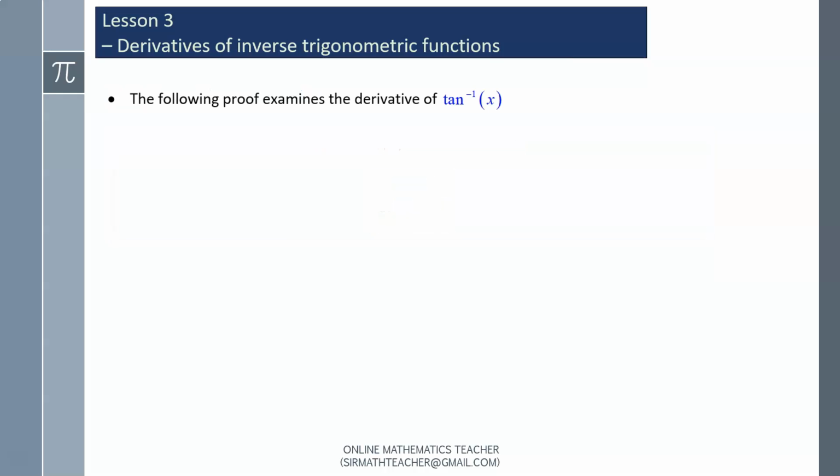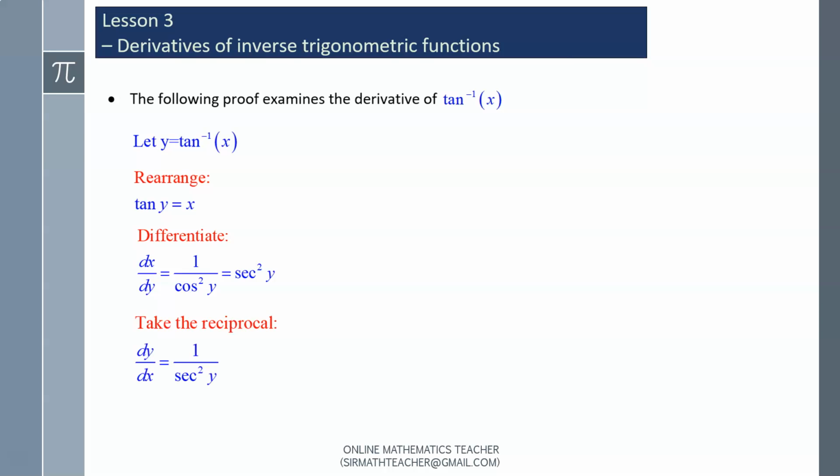The following proof examines the derivative of inverse tan x, or arctan x. Let y equal inverse tan of x. Rearrange, make x the subject. Now differentiate. dx/dy equals 1 over cos squared y, which is sec squared y. Take the reciprocal of both sides.